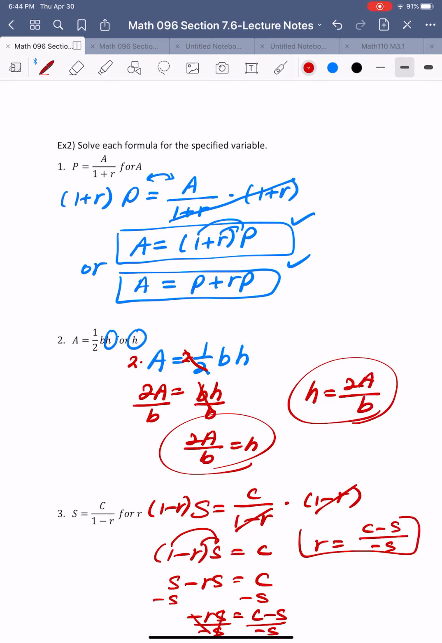It is okay, but the better way is to multiply by negative 1 because I don't like the negative denominator. So multiplying by negative 1, I get negative c plus s over s. Actually, this is better, but it doesn't matter. You can use this one or this one. Alrighty, that's for 7.6.